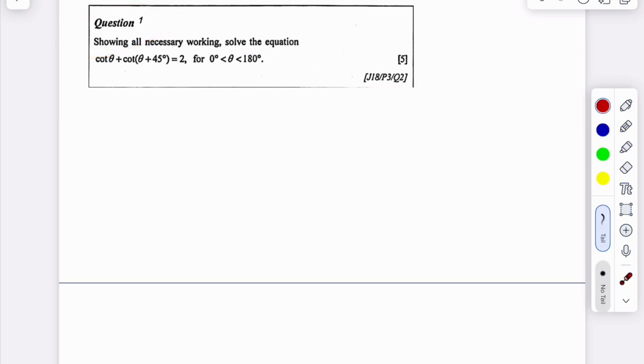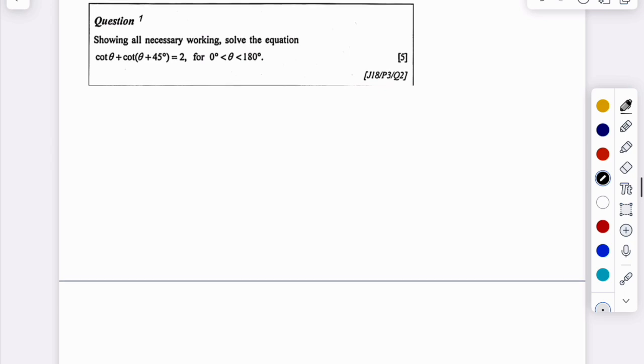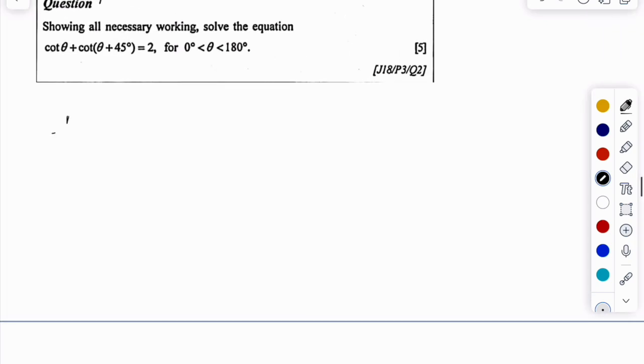Okay, showing all the necessary workings, solve the equation cot theta plus cot theta plus 45 degrees equals 2, right? So, what is cot theta? What's 1 over tan? So we say 1 over tan theta, okay, plus 1 over tan theta plus 45 degrees is equal to 2.